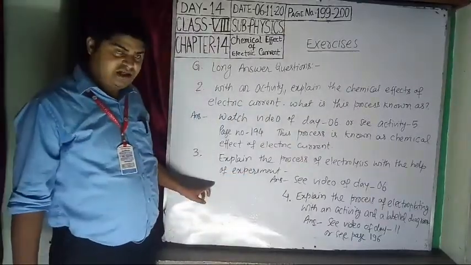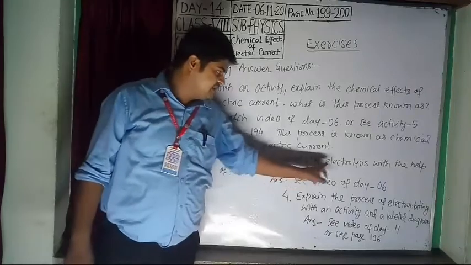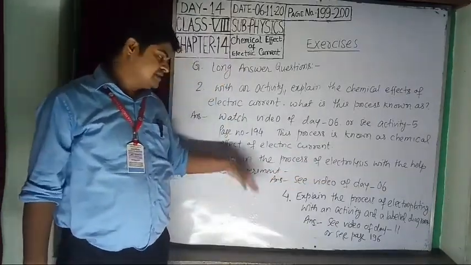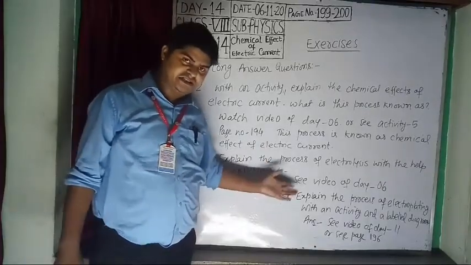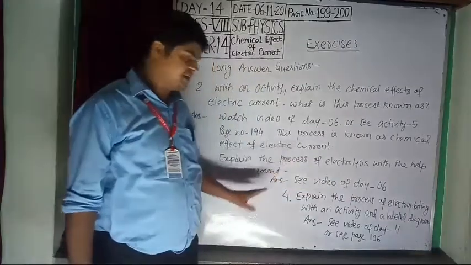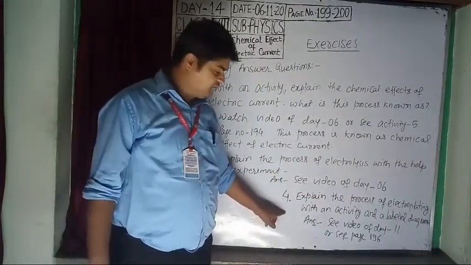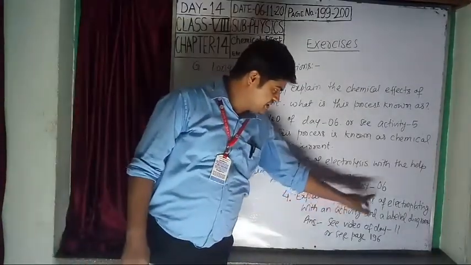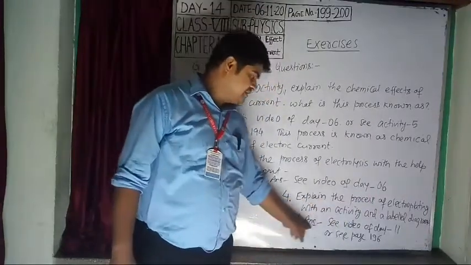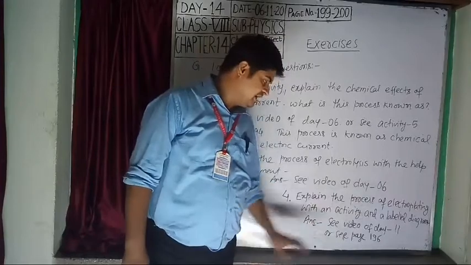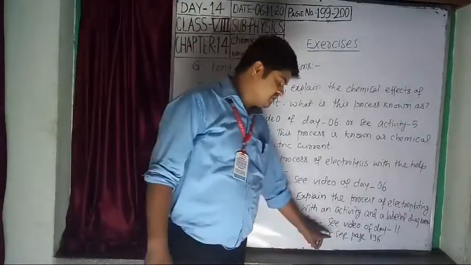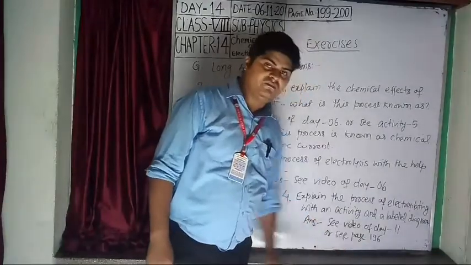Now question number 3. Explain the process of electrolysis with the help of an experiment. You will see the same video and copy the same activity, so see the video of day 6 to do activity 5. Now question number 4. Explain the process of electroplating with an activity and a labelled diagram. Students, you will see the video of day 11 in which I have discussed activity number 7. You will see page number 196.